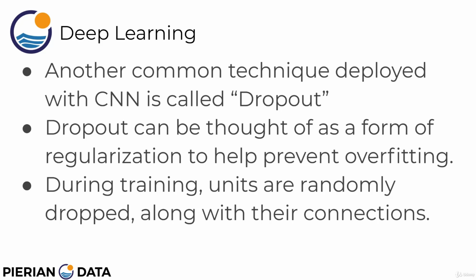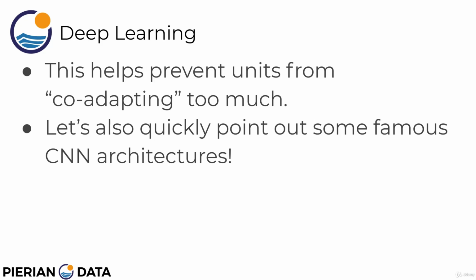You can say something like 0.5. And what that means is as you go through training, randomly 50% of those neurons in that layer are going to be turned off so they don't overfit too much to the actual training data. So again, this helps and prevents units from co-adapting too much.